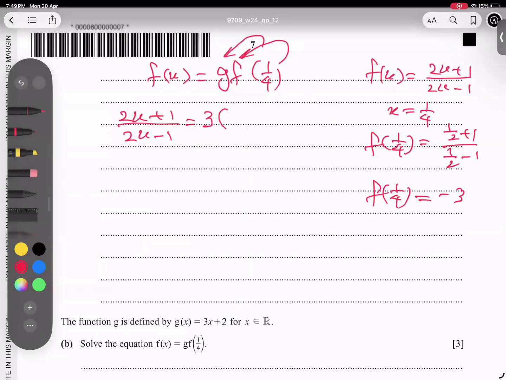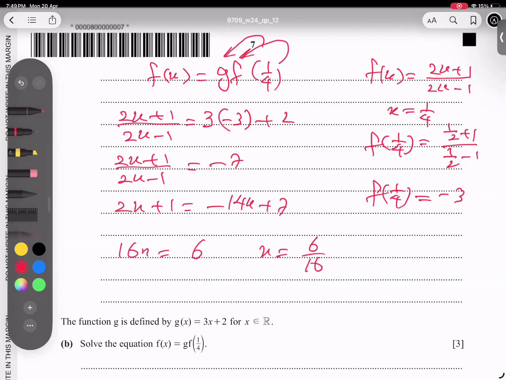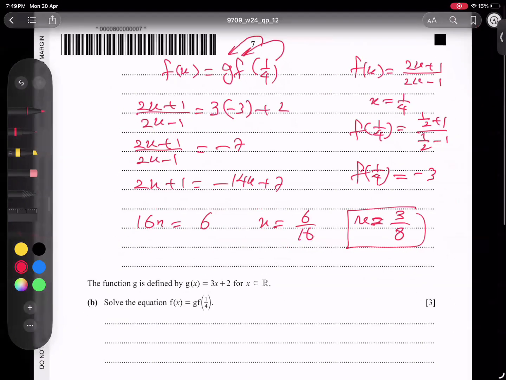So this is negative 3 basically, but I have to write this in the g function. The g function is 3x plus 2, and this value will go inside. I'm putting negative 3. Now I have to solve further: 2x plus 1 over 2x minus 1, and I got negative 9 and negative 7. Cross multiply: negative 14x plus 7. So I got 16x equal to 6, and x becomes 6 by 16. Simplify, and I'm getting 3 by 8. Correct? Okay. So the answer is 3 by 8. Alhamdulillahi Rabbil Alameen, I think the concept of the question is completely over.